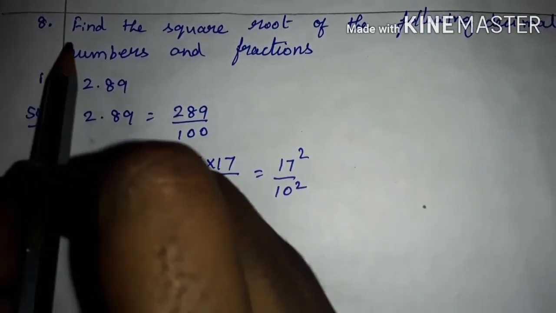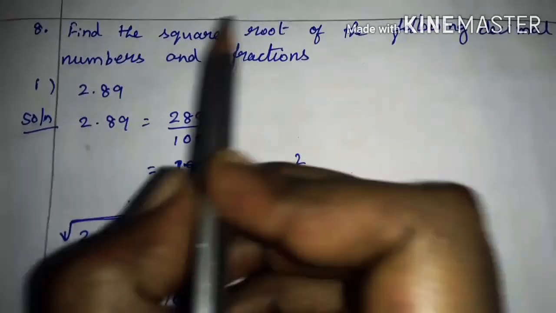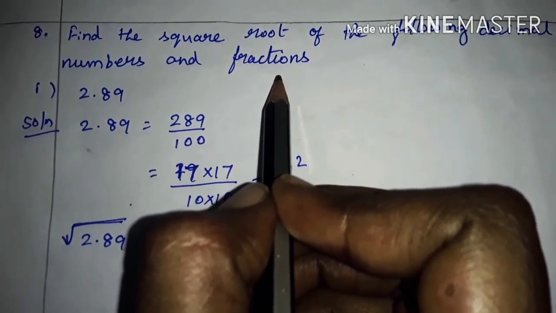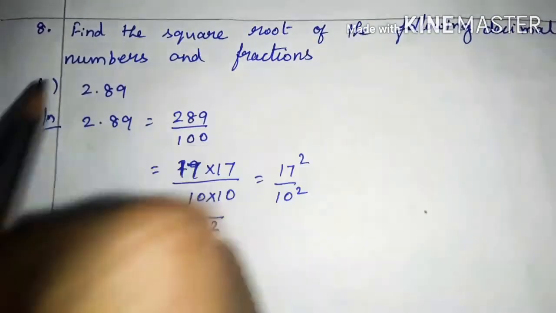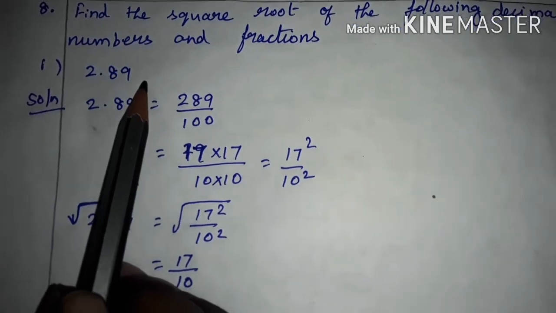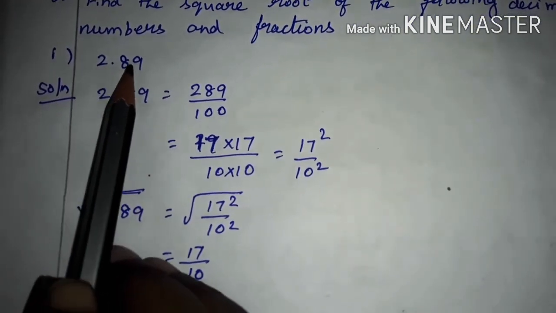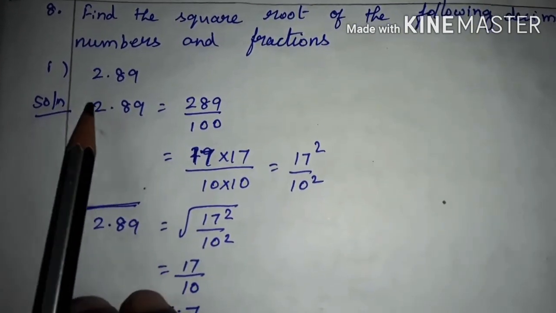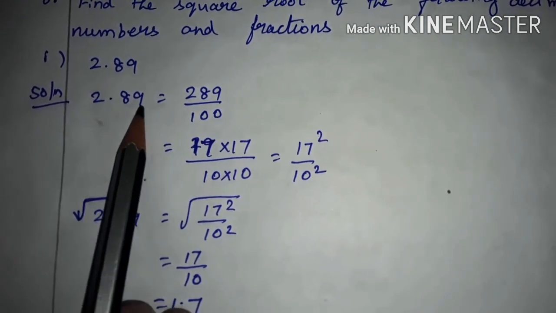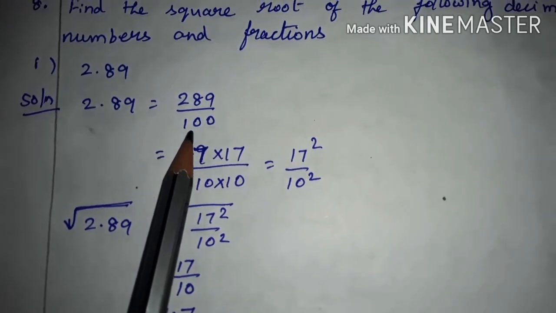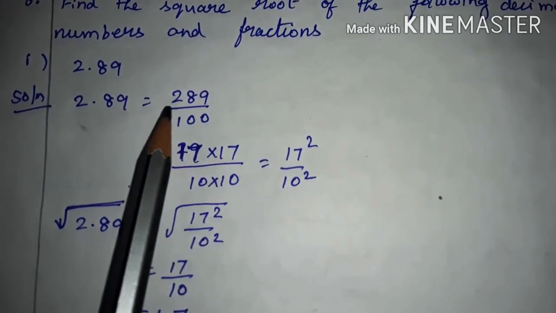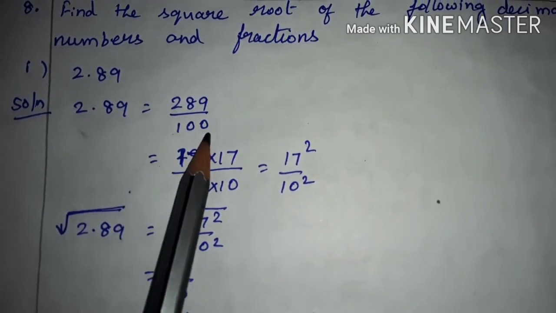Let's see another sum. Find the square root of the following decimal numbers and fraction. Here we are going to find the square root for a decimal and a fraction. First, they have given the decimal number 2.89. To find the square root of 2.89, first you have to remove the decimal. Since it has two decimal places, we are dividing it by 100. Removing the decimal place and dividing by 100, that is 289 by 100.